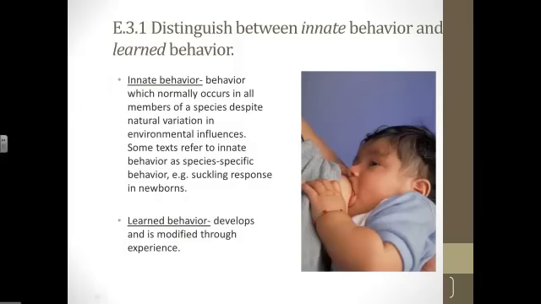It will automatically and naturally, from a pre-programmed standpoint, root, which means it will turn its head to try to find the nipple. It will latch onto the nipple and it will start suckling. That's an example of innate behavior. An example of learned behavior would be, let's say, a teenage girl putting on makeup before school, because that's something that we're not born knowing how to do. We have to learn how to do that.